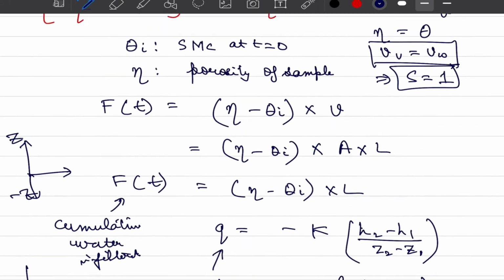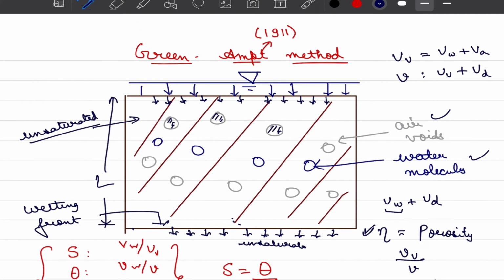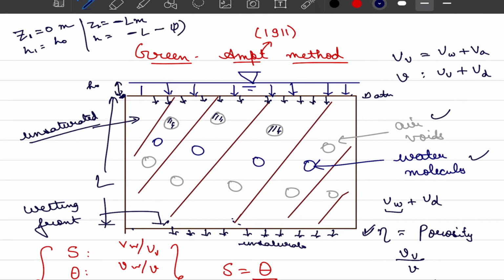And this h2 represents some head that is present at datum. So if we take this level as h2, we can say that if the depth of water, just because of the precipitation that is happening, is h naught here, then at z1 equal to 0 meter, if I take this as a datum, my head is h naught, and at a depth of minus L meter, which is z2, our head is going to be minus L minus some suction, because at the interface we still have unsaturated soil which is going to possess some suction.